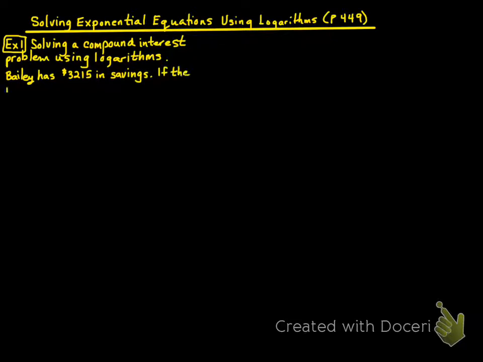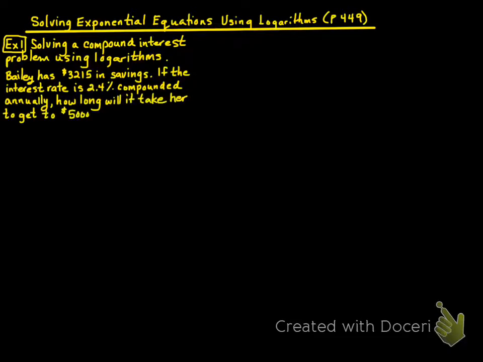Bailey has $3,215 in savings. If the interest rate is 2.4% compounded annually, how long will it take her to get to $5,000? Well, we're going to use our compound interest formula, which is A equals P times 1 plus i to the power of n. A is our amount that we want to get to, that's 5,000. P is our principal, the amount that we currently have, which is $3,215.